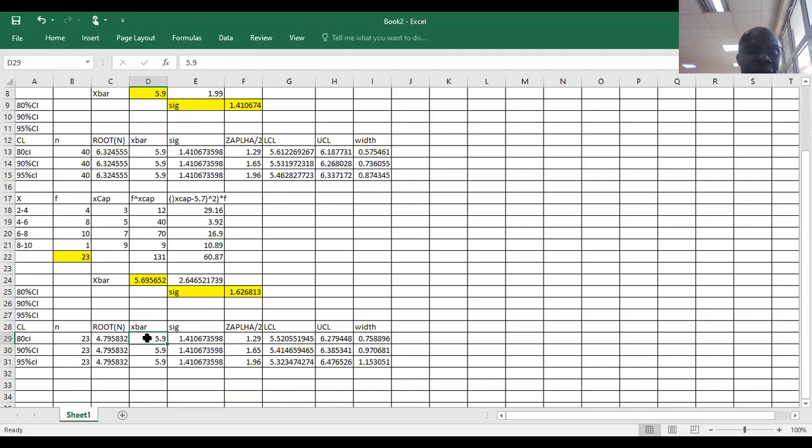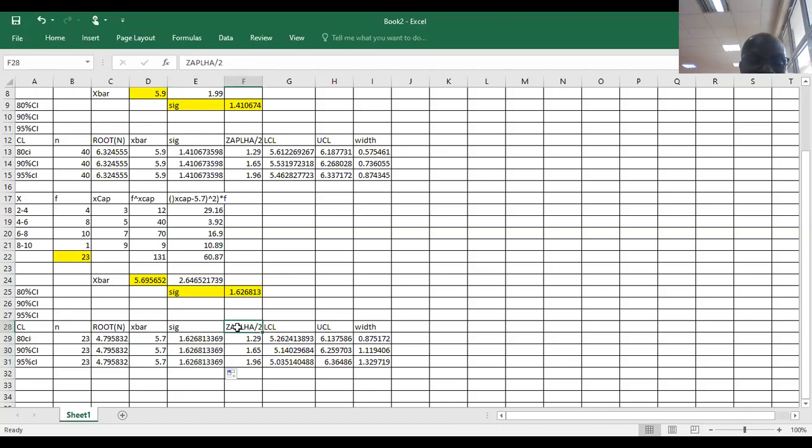Then this one here is x bar. What is x bar? 5.7. Sigma changes. Where's sigma? Sigma is there. And I copy this everywhere.